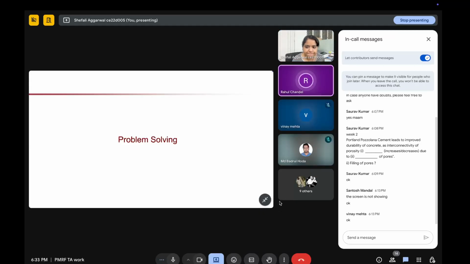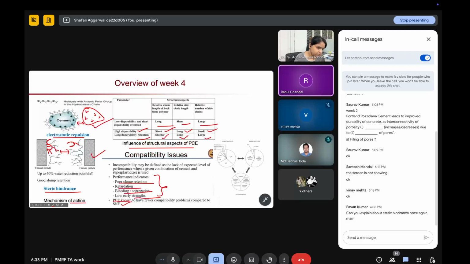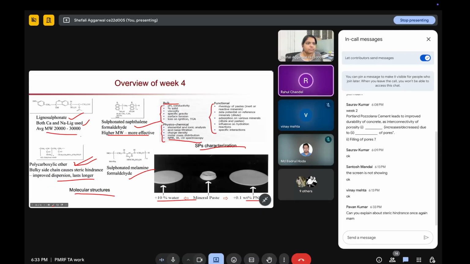Ma'am, please discuss the structure of SNF, polycarboxylic ether and lignosulfonate. So these are the basic molecular structures of your lignosulfonate, SNF, SMF, and your PC based superplasticizer. In lignosulfonate you have both calcium and sodium.